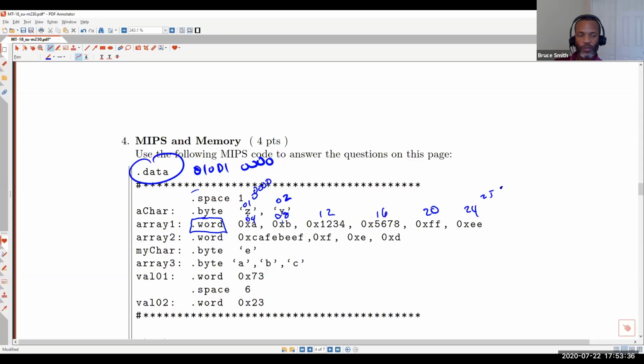And he takes up 4 bytes. So 24, 25, 26, 27. Those are the 4 bytes that it occupies. This one sits at 28, 29, 30, 31. This one sits at 32. This one sits at 36. And this one sits at 40. That's the starting point.